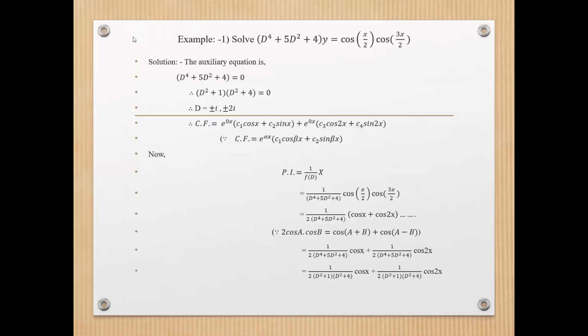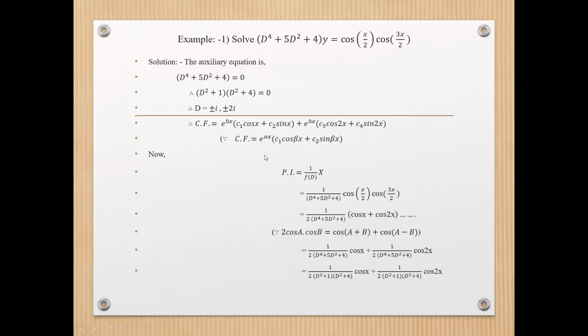But here we have already used c1 and c2. So for the next constants we will take c3 and c4 for the sake of convenience. These are the arbitrary constants. So for plus minus 2i, the corresponding complementary function is e raised to 0x, because alpha is 0 and beta is 2, e raised to 0x into bracket c3 cos 2x plus c4 sin 2x.